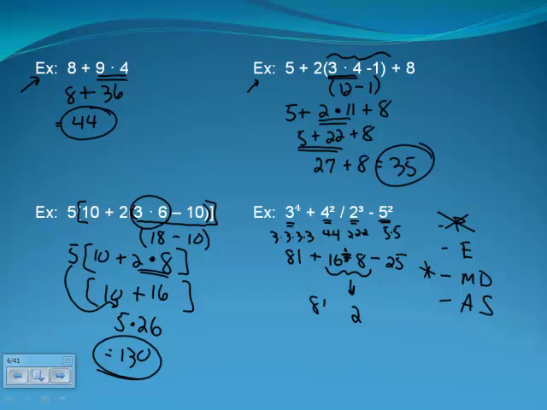So now we have 81 plus 2 minus 25. Now we have addition and subtraction. They are equal weight, so working left to right, we're going to do the addition step first. 81 plus 2 is 83. And then that leaves us with the final step of minus 25. 83 minus 25 gives us a final answer of 58.